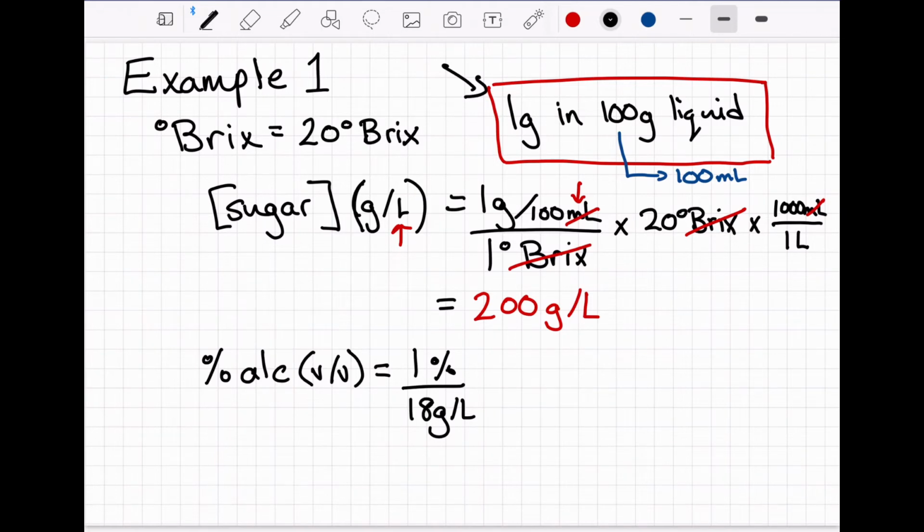So proportionately, how much alcohol should we get if we have 200 grams per liter? We're going to multiply this by 200 grams per liter, and do a little unit cleanup. We cancel the units, and we end up with 11.76% alcohol. So if you have 20 degrees Brix, you should have approximately 11.76% alcohol after the fermentation is finished. It's not going to be exact, as it depends on a lot of factors in your fermentation, but that's a value you can expect.